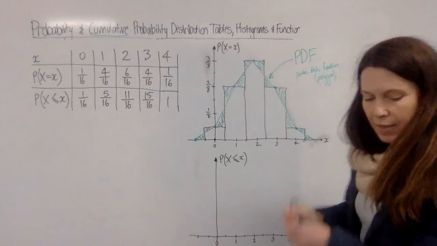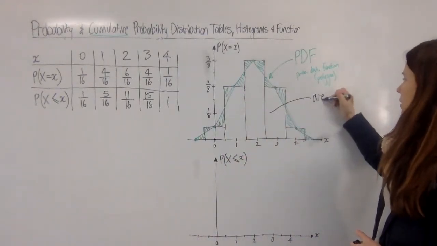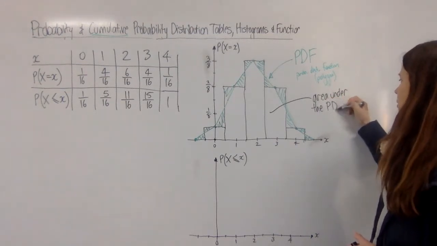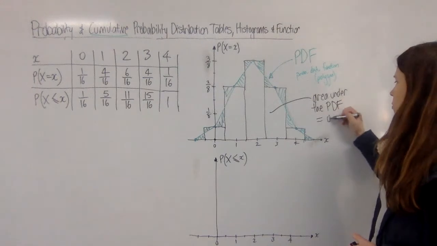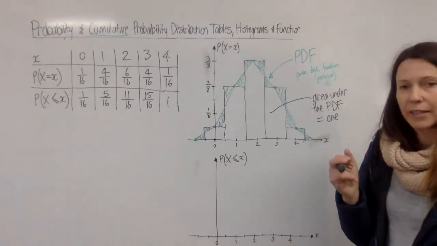So what we actually find then is that the area under the PDF, which is the polygon, equals 1. Now that's an important concept we're going to need when we look at our continuous data.